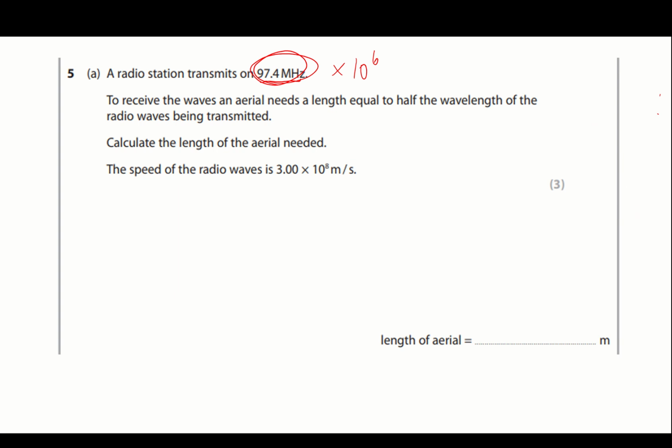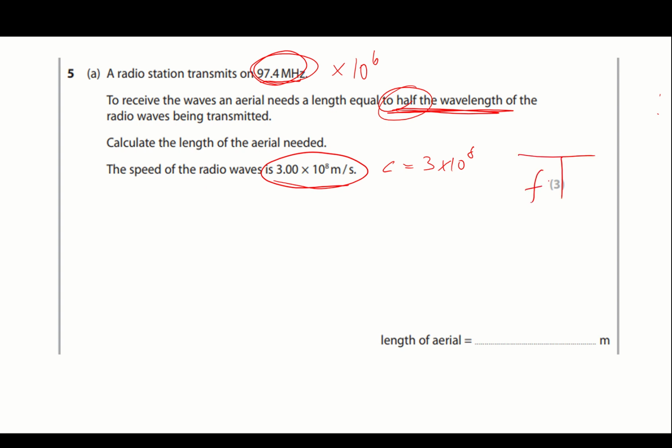are done. So to receive the waves, the aerial needs to be a length equal to half the wavelength. So half, I'm just going to circle that. They're going to try and catch you out with it. Calculate the length of the aerial needed, and it actually gives us the speed. Please make sure you know that c equals 3 times 10 to the 8, because they could have missed that out and you've just gone, I don't know what I'm doing.